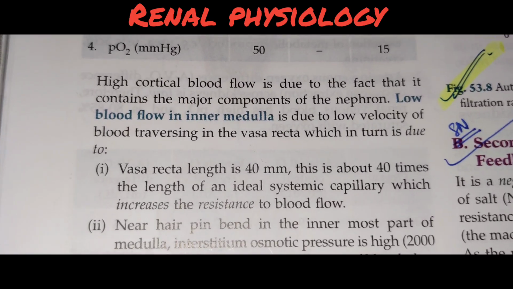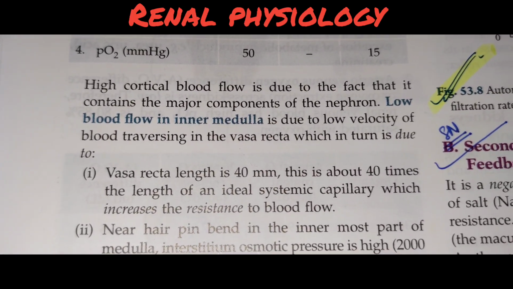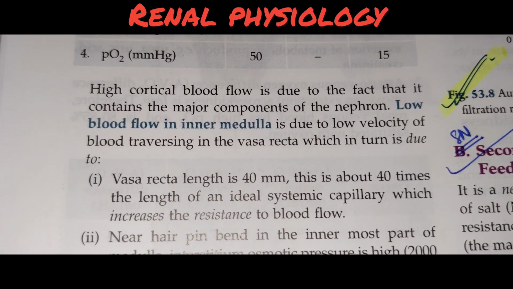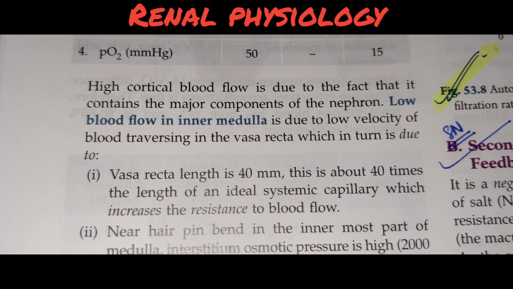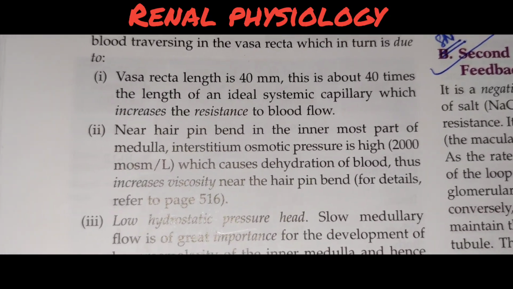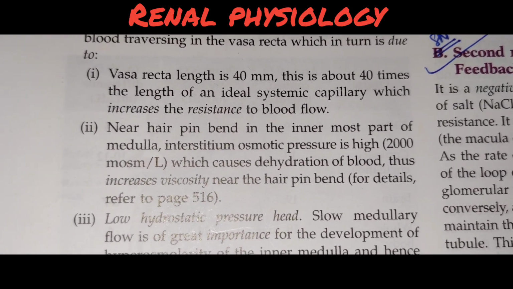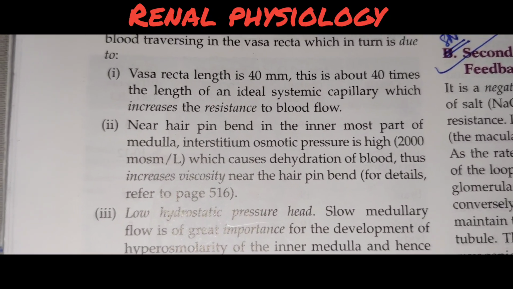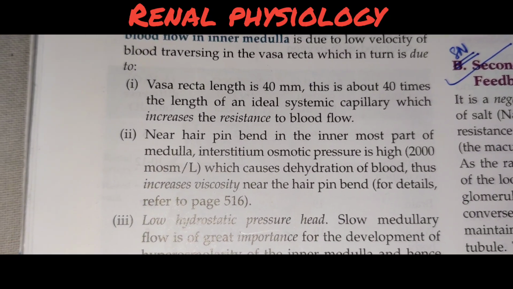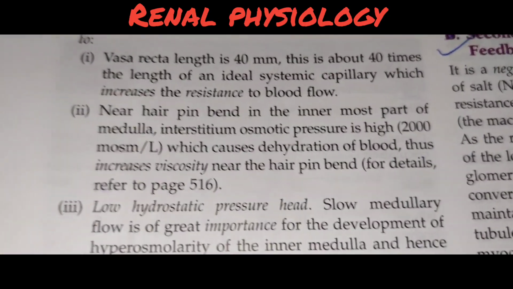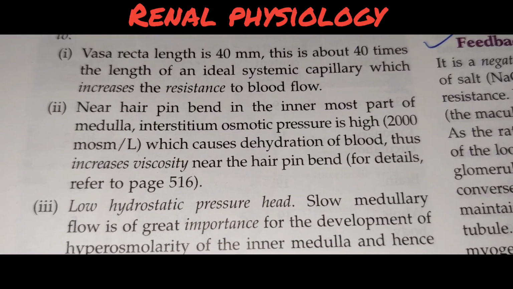Okay, so we know in the medulla the capillaries are vasa recta, and in the cortex they are peritubular capillaries. So in the vasa recta the blood velocity is very low. So why is it low? The length of the vasa recta is 40 millimeter, which is 40 times the length of an ideal capillary. So an increase in length will increase the resistance. Another reason is that there is a hairpin bend in the medulla.